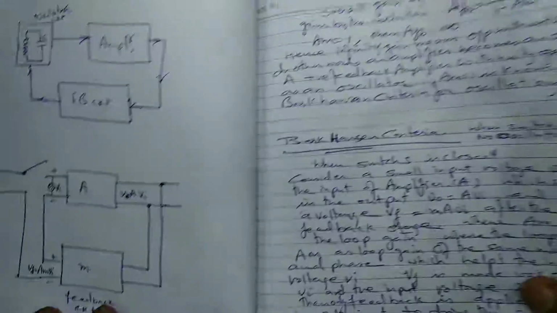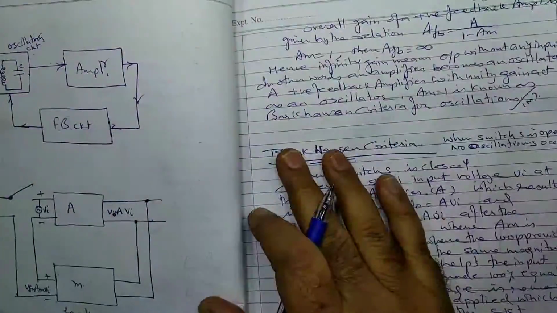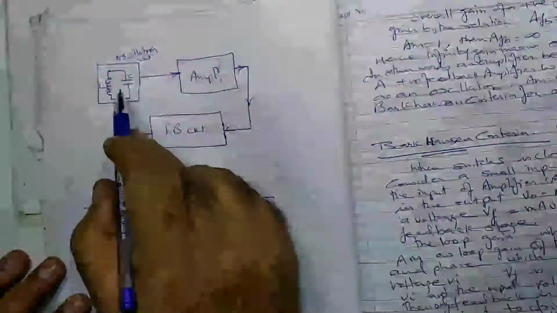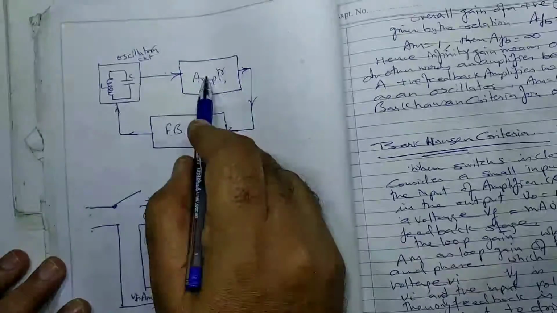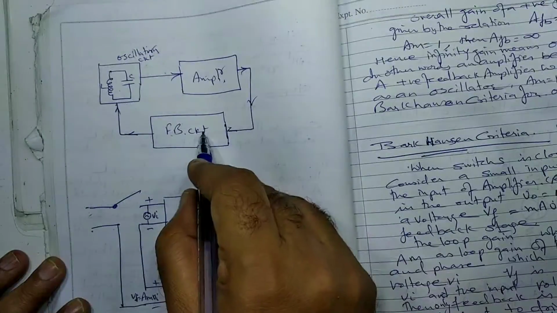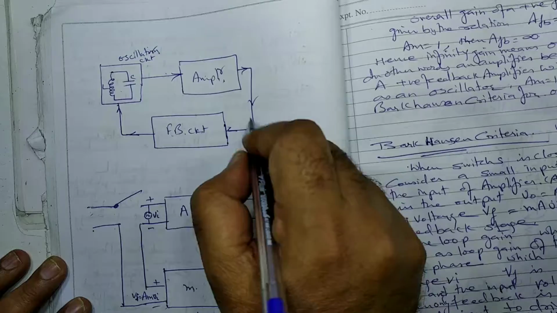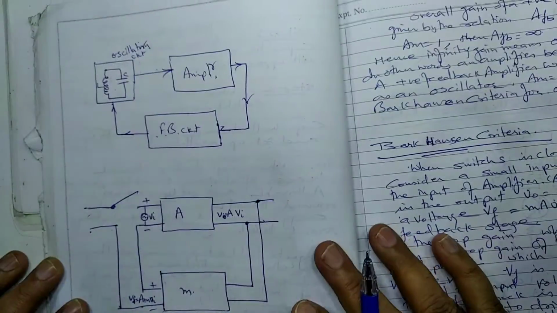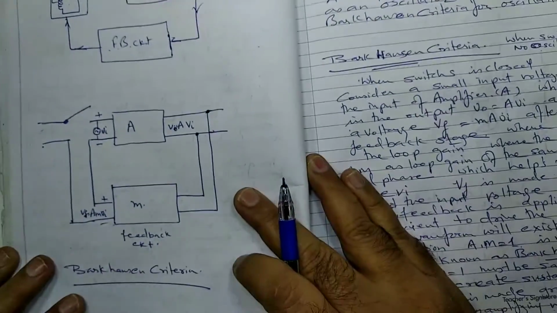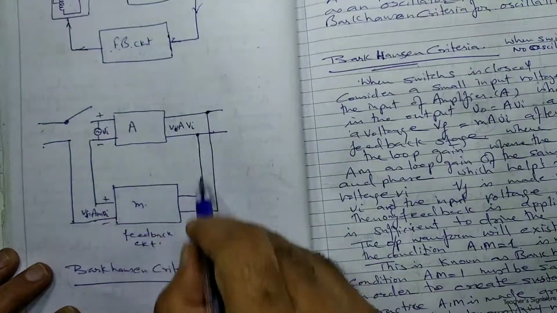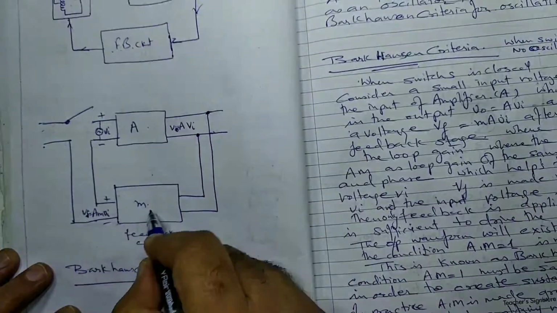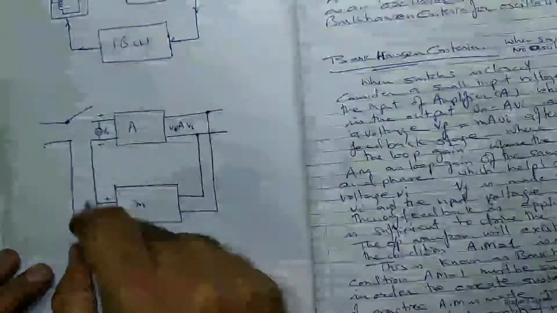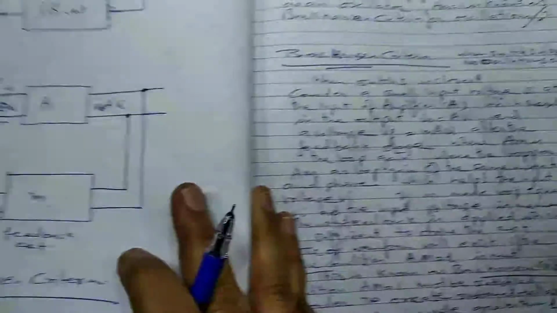Now we can see the Barkhausen criterion. Here, this tank circuit is connected to the amplifier input, and 100% of the output is taken as the feedback and applied at the input of the amplifier. Now, the same circuit is shown here. This is the amplifier and this is the feedback circuit. The output is taken as the input through the feedback circuit.